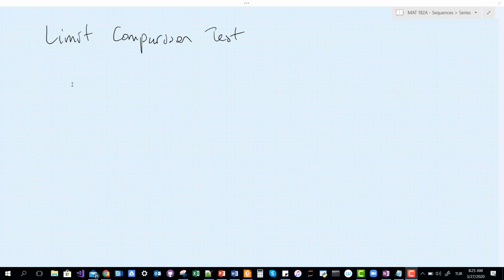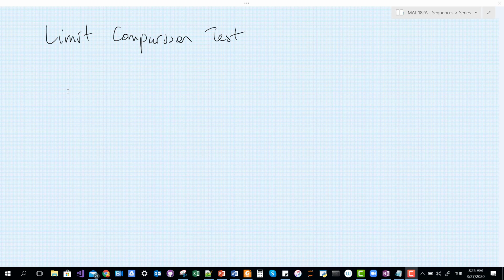In this session, we're going to talk about another test. We have seen a lot of tests so far, and the limit comparison test is the limit form of the comparison test. As you have seen, when you use the comparison test, comparing two series is not going to be easy most of the time.